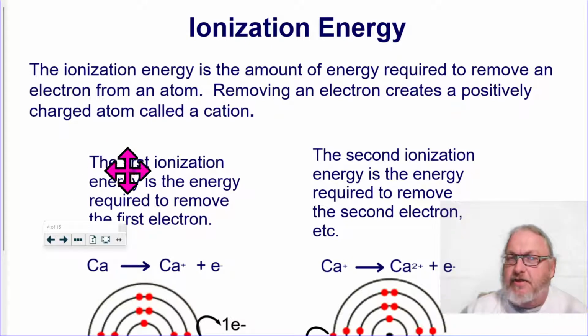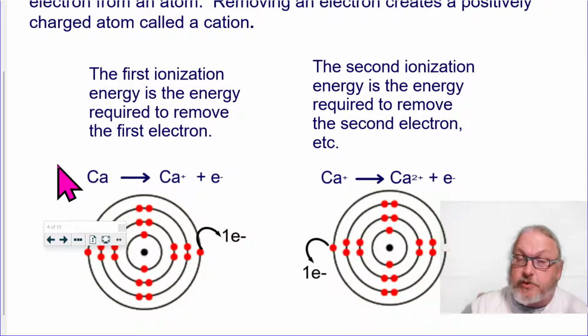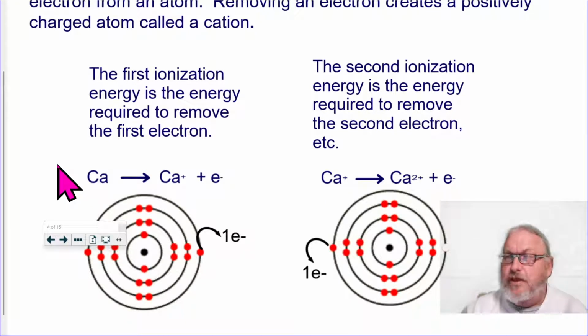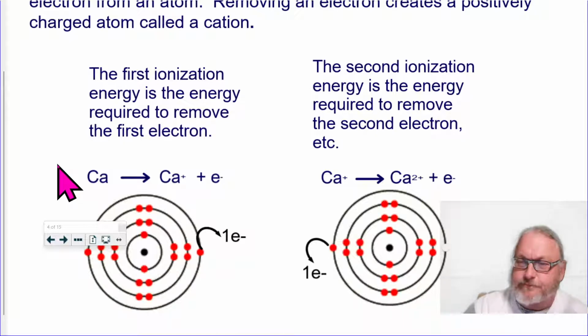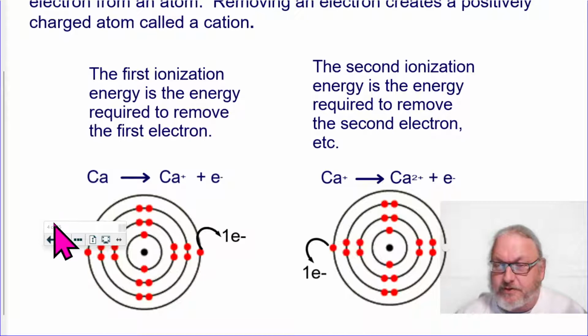So ionization energy is the amount of energy required to remove that electron from the atom. We talked about that. The first ionization energy is the energy required to remove that first electron. The second ionization energy is the energy required to remove the second electron from that cation. The third ionization energy would be the energy required to remove the third electron. So calcium would have 20 ionization energies. Now they get such a massive energy expenditure that only a couple of them will actually make sense. Really 2.